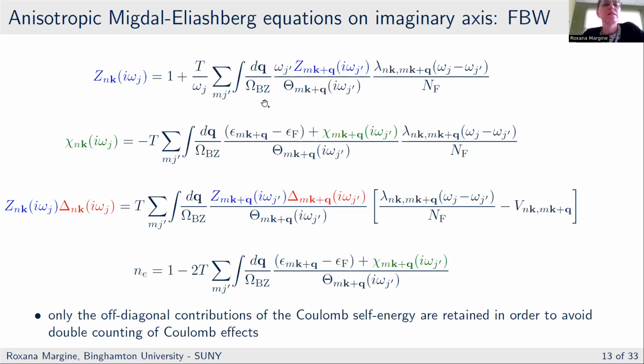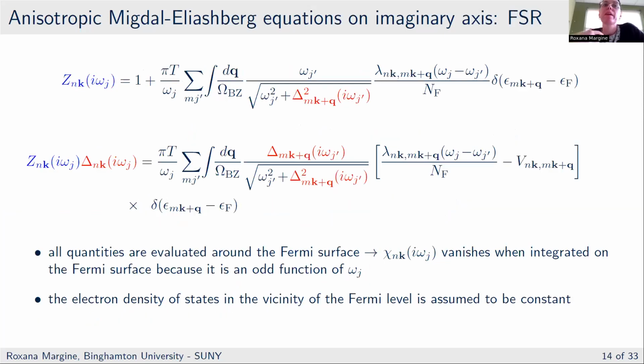So this full bandwidth set of equations has been recently implemented in EPW, and one of the exercises today is going to show the solution of these equations. But in many cases, you don't need to solve the full bandwidth anisotropic equation, and instead you can solve what is called the Fermi surface restricted equation. Those are obtained by making the assumption that the superconducting pairing only occurs within a small Fermi window around the Fermi surface, and that the electron density of states in the vicinity of the Fermi level is assumed to be constant. Under these two assumptions, we can perform an integral over the Fermi surface.